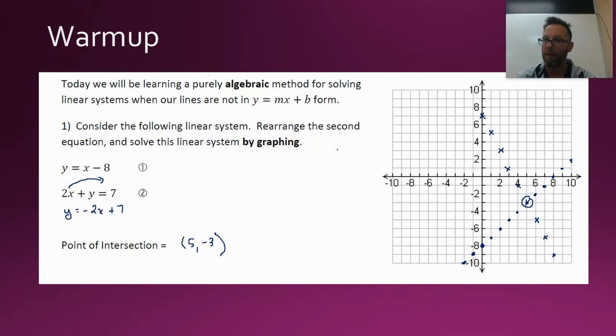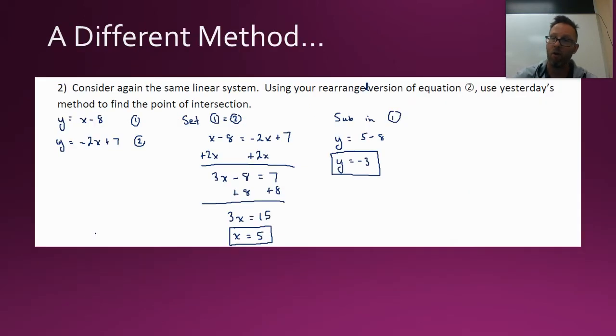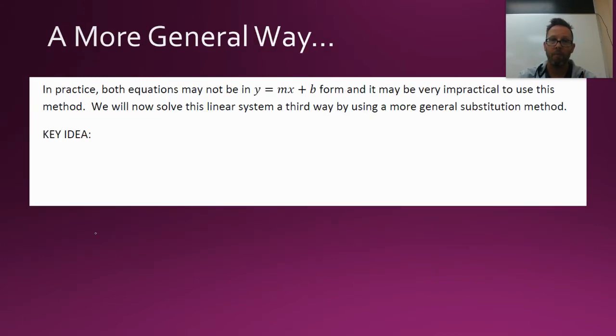So there are 2 ways to solve a linear system. You can graph it, and in this case, we had to rearrange one of the equations, but you could still do it. And if the linear system is not quite both in y equals mx plus b form, and you'd like to use substitution, you can just rearrange and make them both in y equals mx plus b form, and then solve just like we did last lesson. But is there a more efficient way where we don't have to do any rearranging? There is. We're going to solve this system one more way. I'm going to show you the strategy, and it's just a more general substitution method.